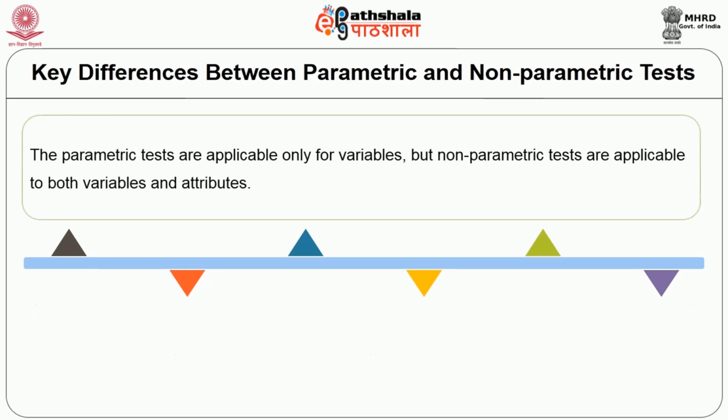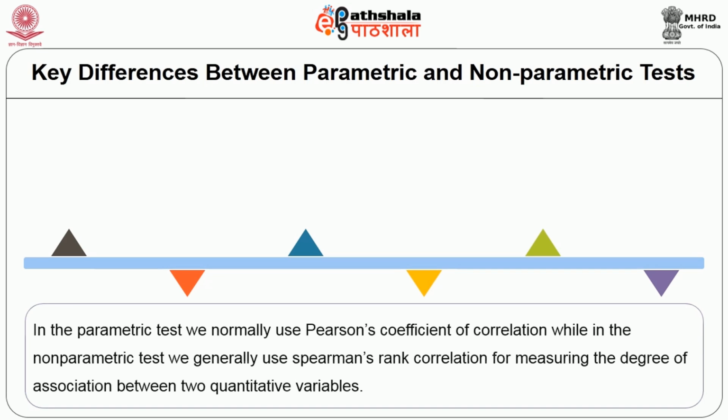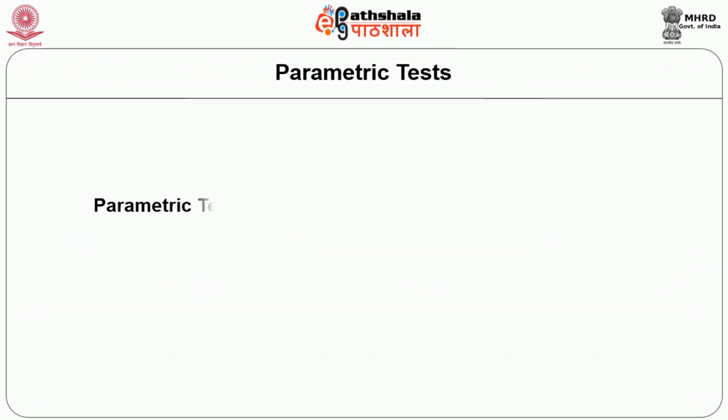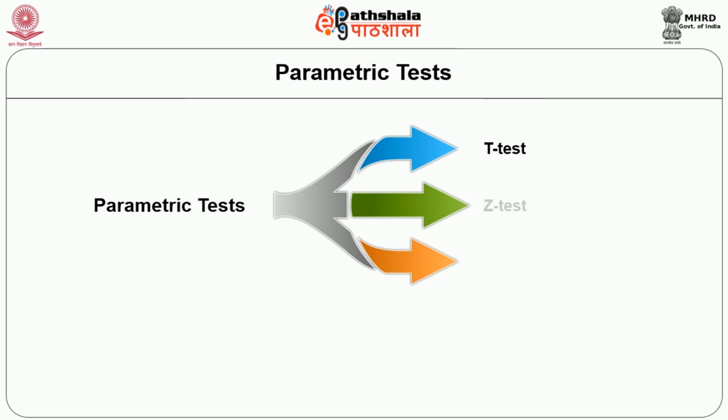The parametric tests are applicable only for variables, but non-parametric tests are applicable to both variables and attributes. In the parametric test, we normally use Pearson coefficient of correlation, while in the non-parametric test, we generally use Spearman's rank correlation for measuring the degree of association between two quantitative variables. Next, we will see the important parametric tests and their application in statistical analysis.